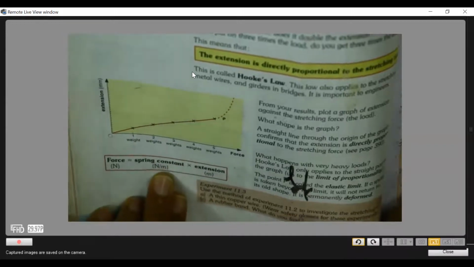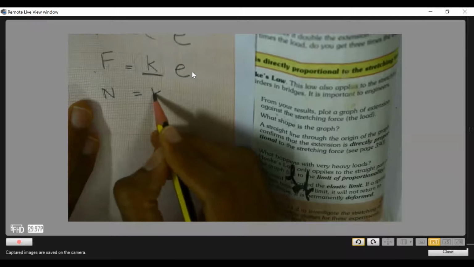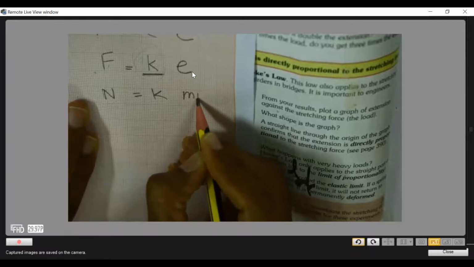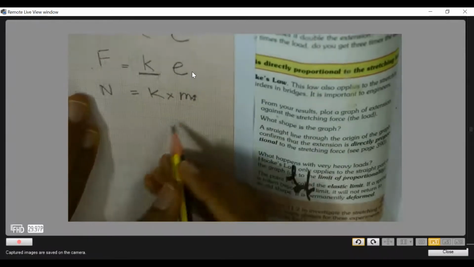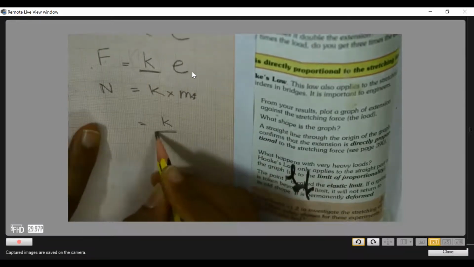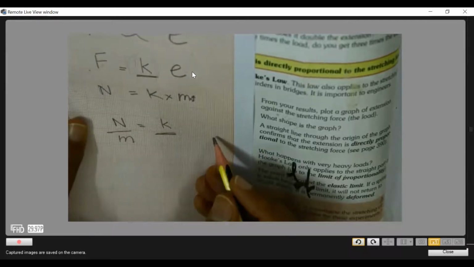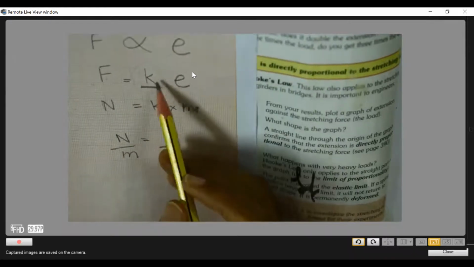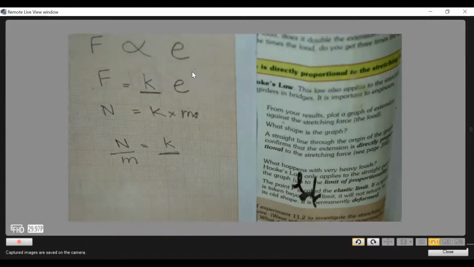How do we get the unit Newton per meter? Easy. What is the unit for force? Newton. What is the unit for extension? Meter or millimeter, whatever. Let's take the basic SI unit, meter. So then this constant will have a unit of Newton per meter, rearranging the equation. So this is the constant of proportionality, or the spring constant, which will vary with the spring or the material that you're using.